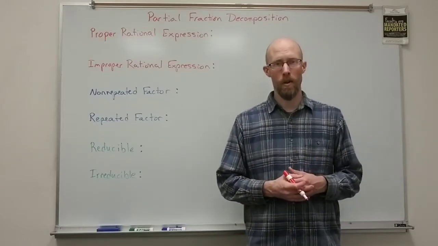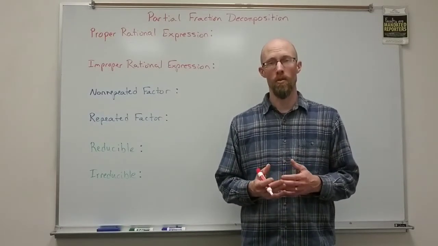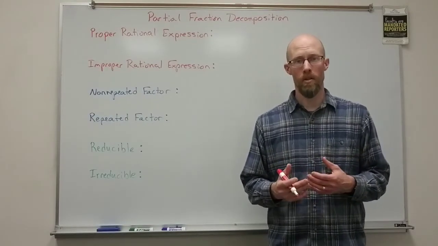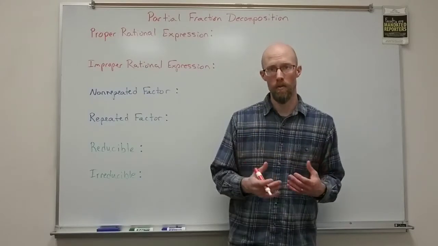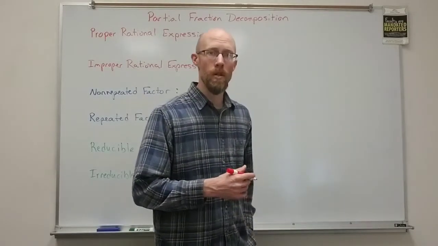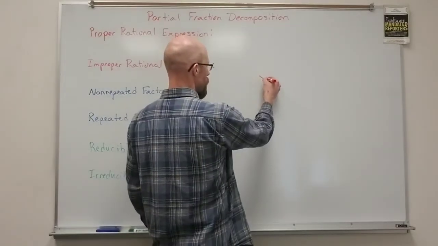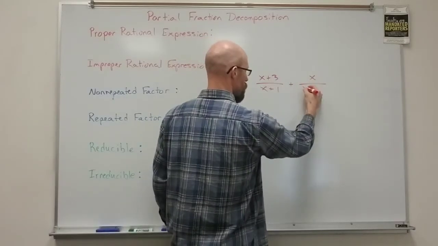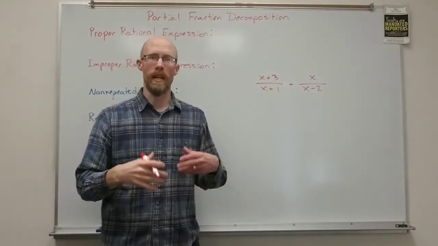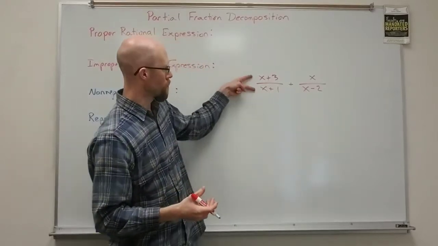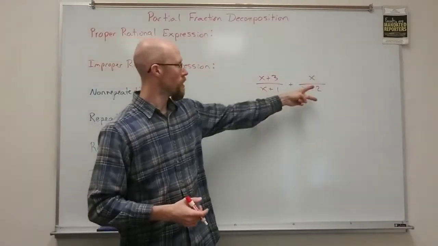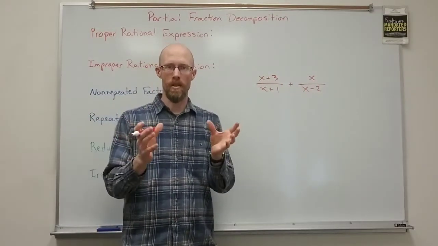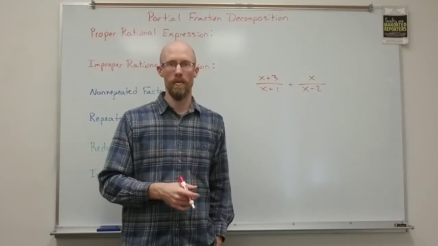In your beginning algebra courses, you've probably seen and learned how to add and subtract rational expressions. Rational expressions are just fractions with polynomials. We've learned about those in the past. You can add rational expressions, something like (x+3)/(x+1) + x/(x-2), by getting common denominators. Multiply the top and bottom by x minus 2 here, multiply top and bottom by x plus 1, distribute. Once the denominators are the same, you can combine the numerators together and get a result.